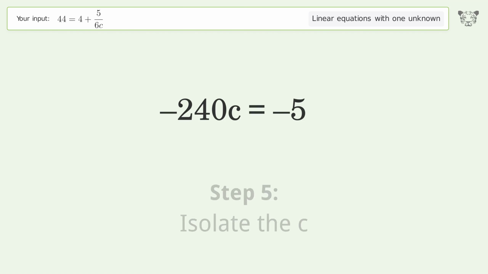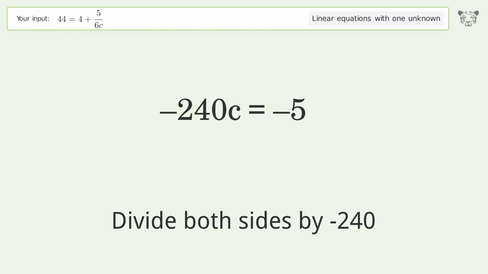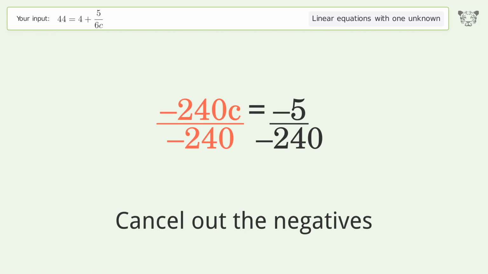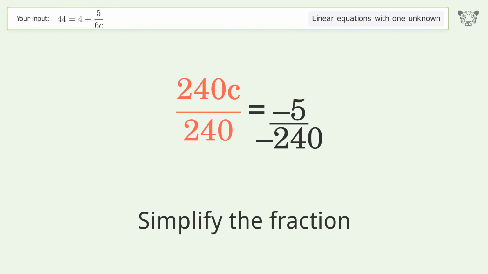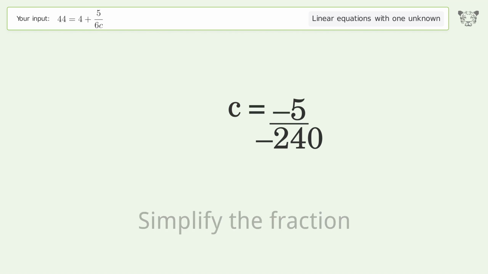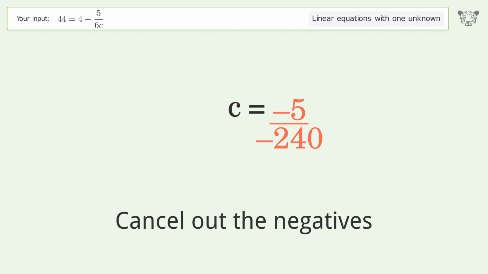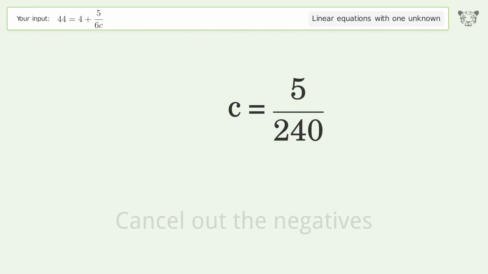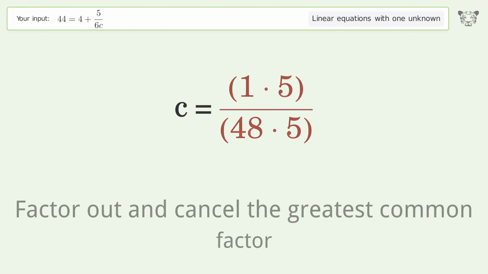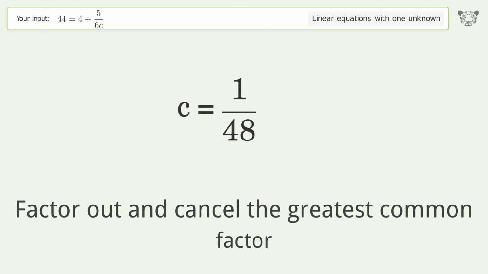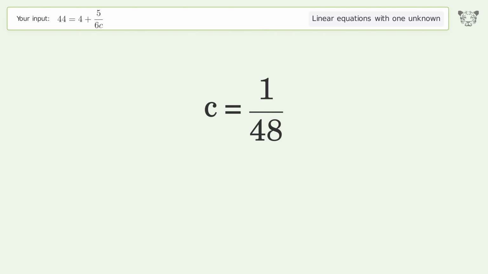Isolate the c. Divide both sides by negative 240. Cancel out the negatives. Simplify the fraction. Cancel out the negatives. Find the greatest common factor of the numerator and denominator. Factor out and cancel the greatest common factor. And so the final result is c equals 1 over 48.